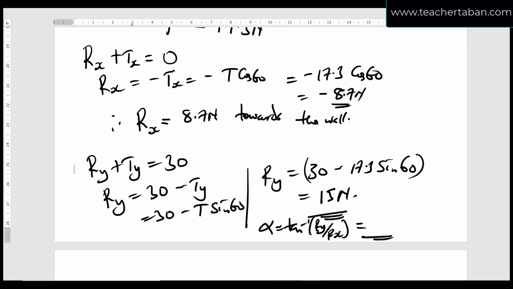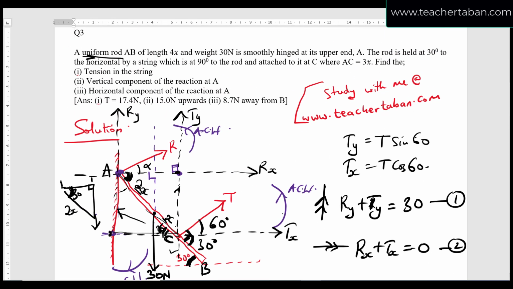So from those answers there, when we check our answers, you can see that our tension is 17.3, almost 17.4, maybe they rounded off. Then the vertical component of the reaction is 15, and then the horizontal component of the reaction is 8.7 away from B, in other words towards the wall.